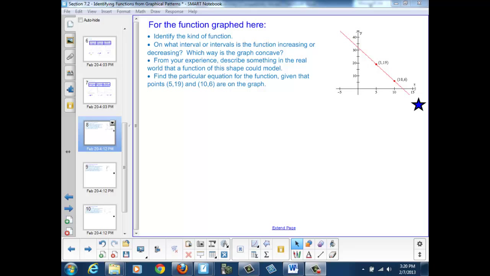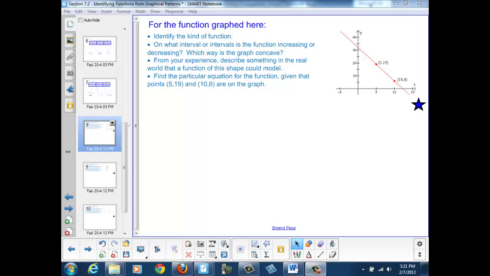First, we identify the type of function. We can see that it's a line. It's a linear function. And on what interval or intervals is the function increasing or decreasing? Well, it's decreasing across its entire domain. And since it's linear, it isn't concave up or concave down.